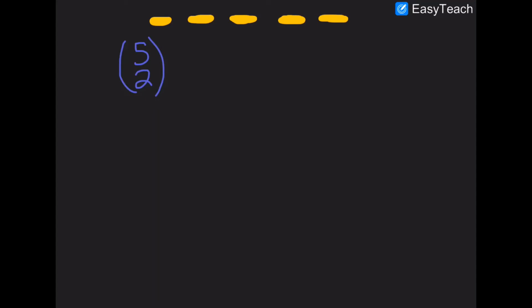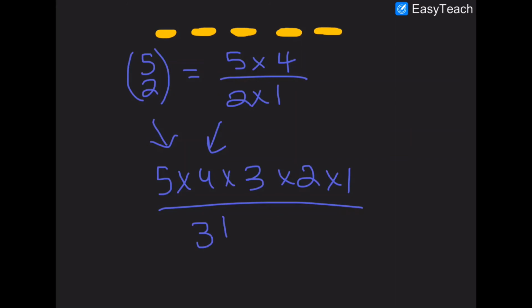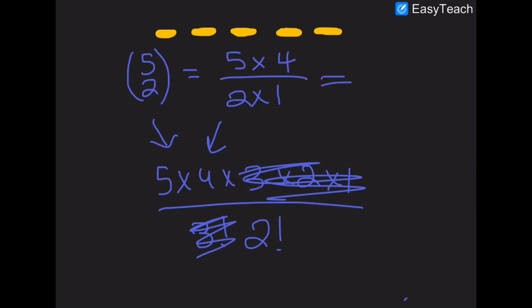5 choose 2, right? And like we said, that's 5 times 4 over 2 times 1. And if we don't understand how I got there, then you can say that this is essentially 5 times 4 times 3 times 2 times 1 over 3 factorial times 2 factorial, but these cancel out. And this is just equal to 10.